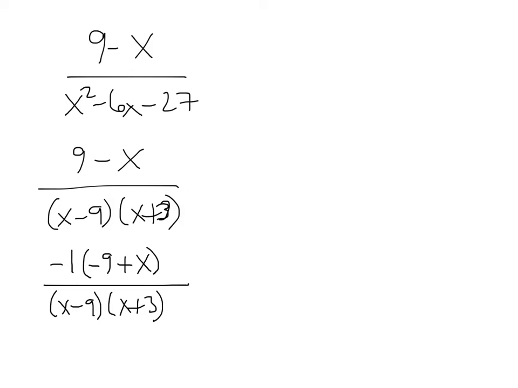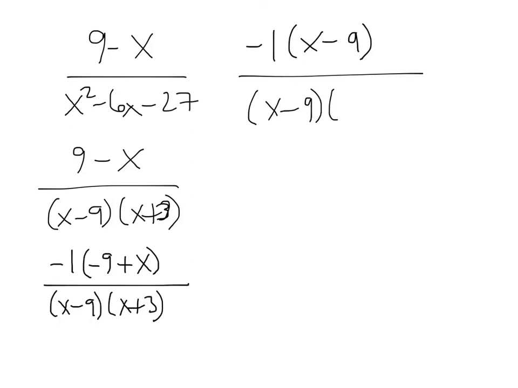Now it still doesn't look quite the same, but we can change that. We're going to have negative 1 times x minus 9, because addition is commutative, right? This addition here, I can move the x and the negative 9 to different spots. It's still the same thing. Divided by x minus 9 times x plus 3. I can cancel these two, and I'm left with negative 1 over x plus 3.